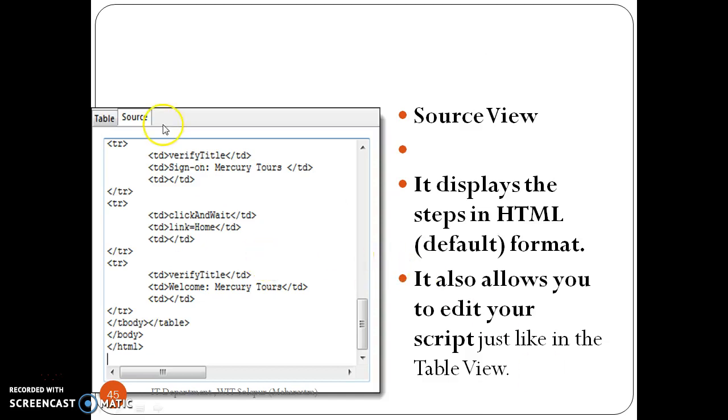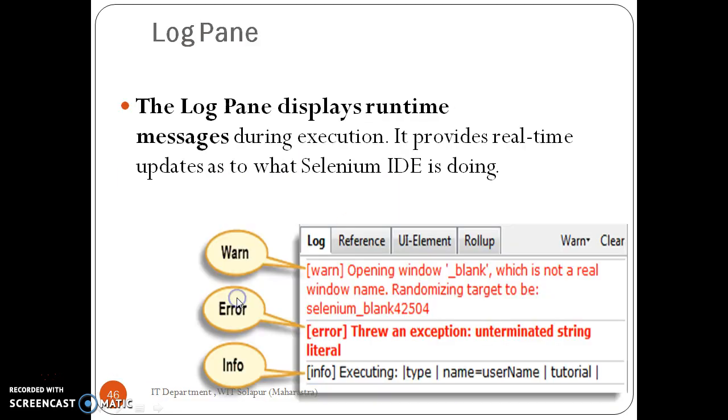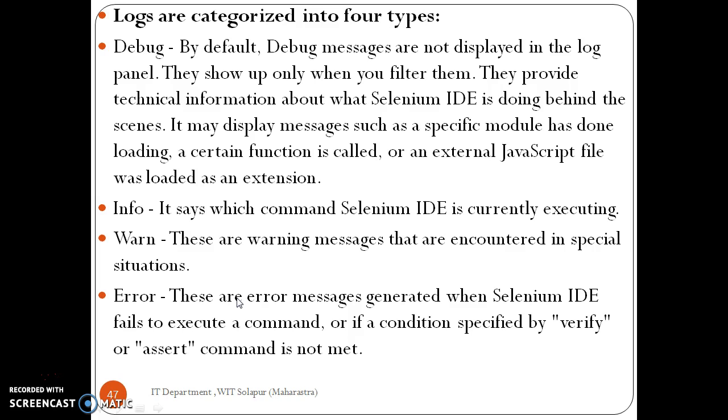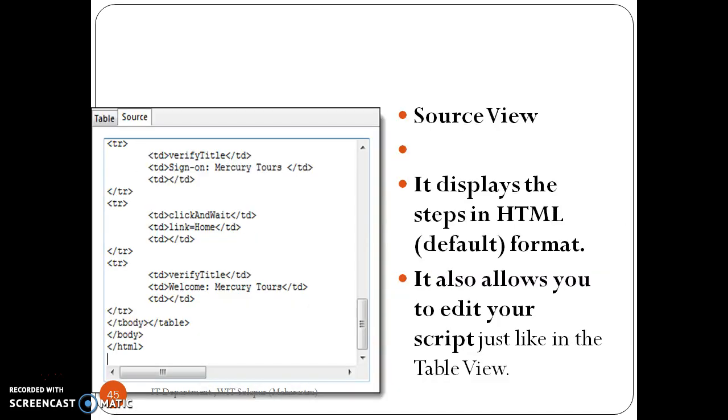Then the source view displays the steps in HTML format. By default the format is HTML. It allows you to edit your scripts just like in the table view. So here also you can edit.